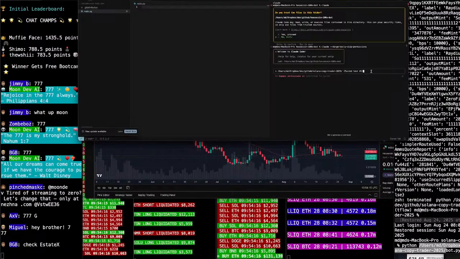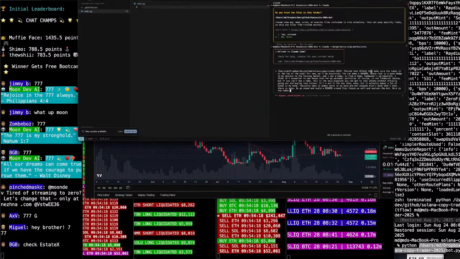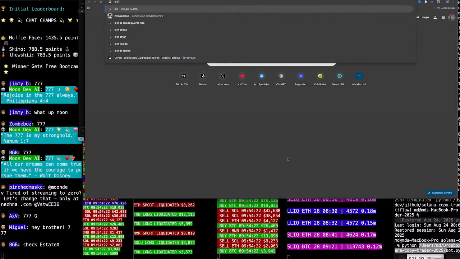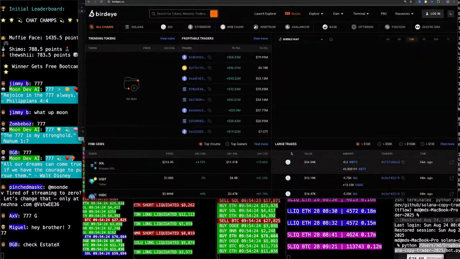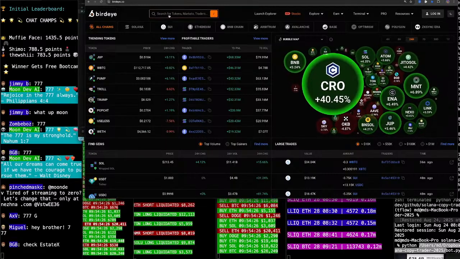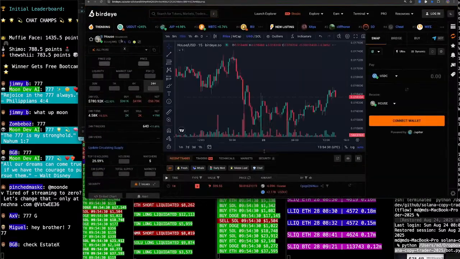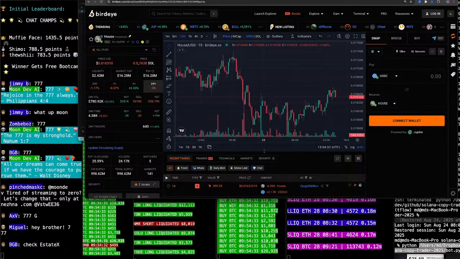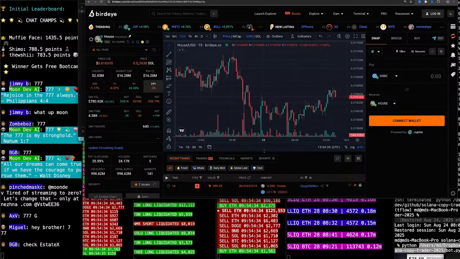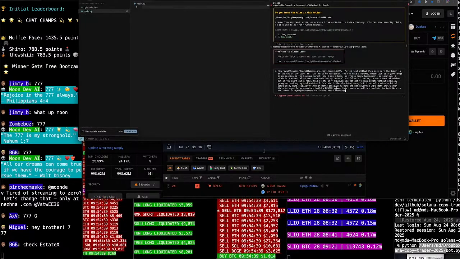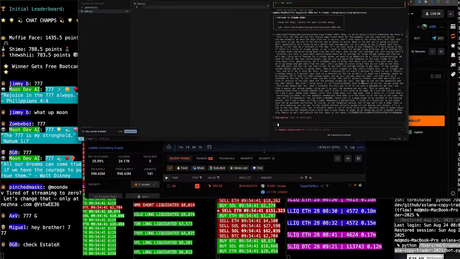And here is the token. Check Estate X. I will check that. What is that? Is that a token or a... So this is the token address here. And I'm just going to accumulate all of it, honestly. I'm going to just buy all of it over time.